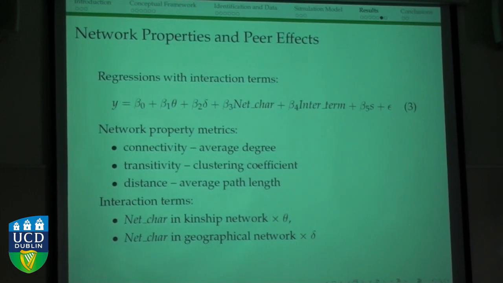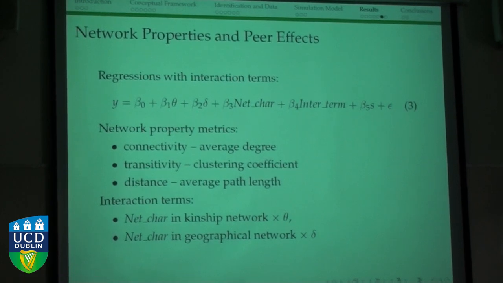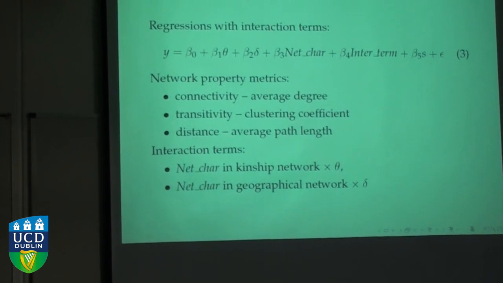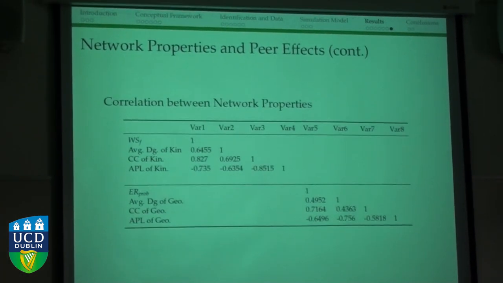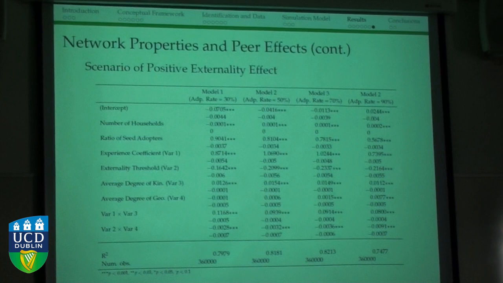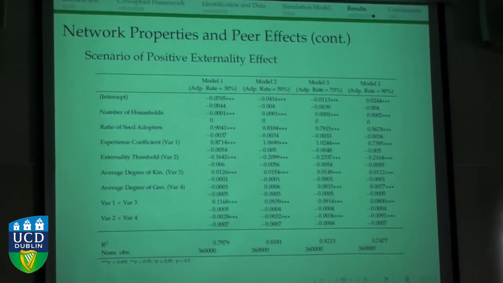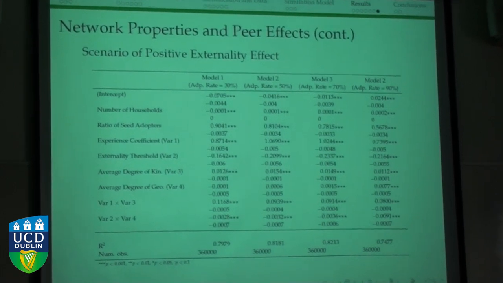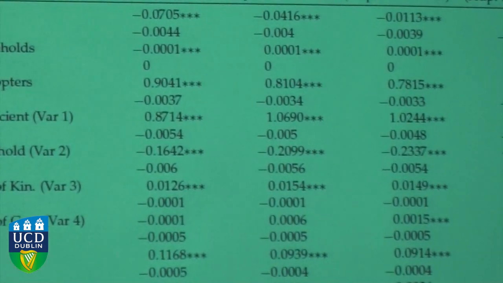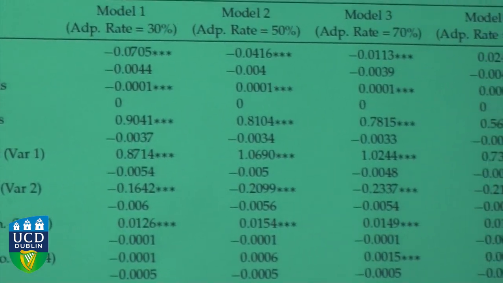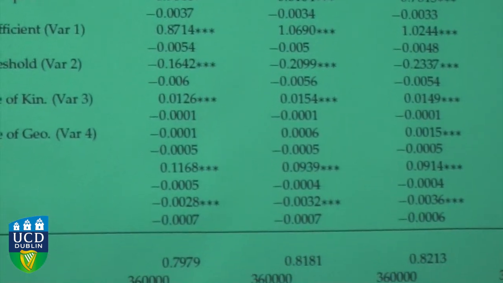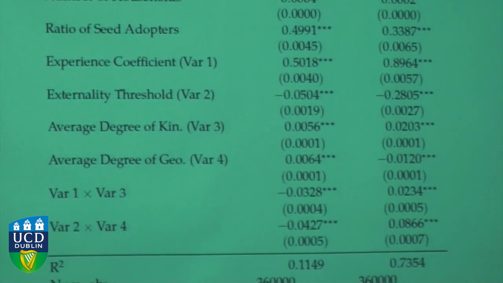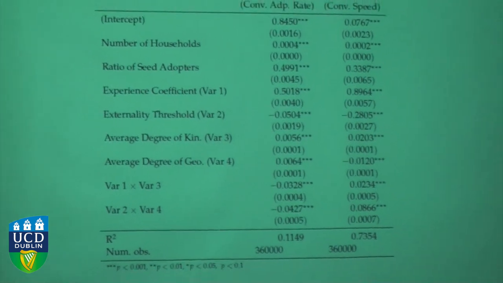We multiply them with the experience effect and the extended effect respectively, and put them into the regression. We find something like this. First of all, they are all significant, which means we do find the interaction effect between the network structure and the different types of peer effect. This is in the scenario of negative extended effect.